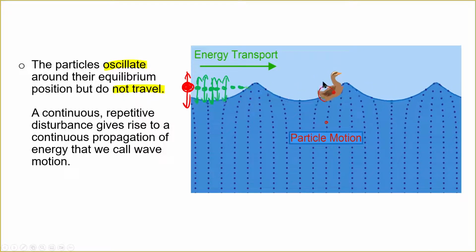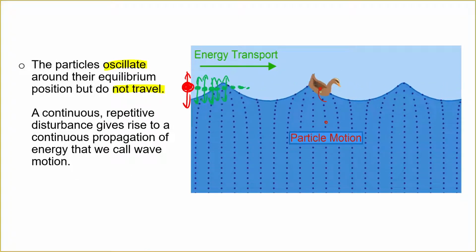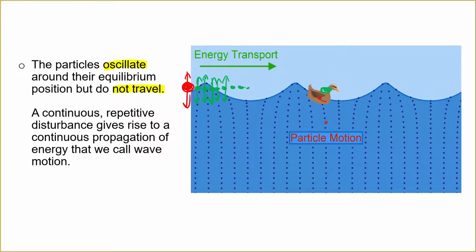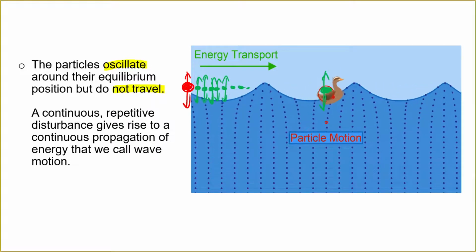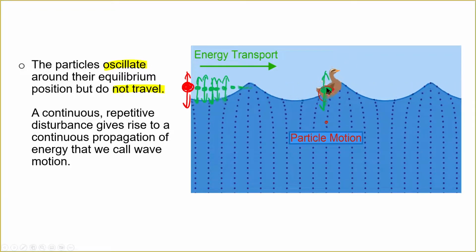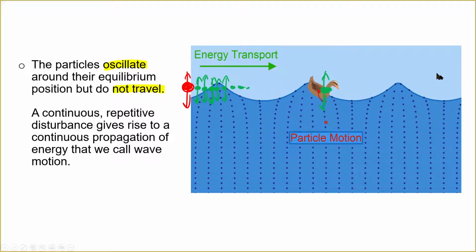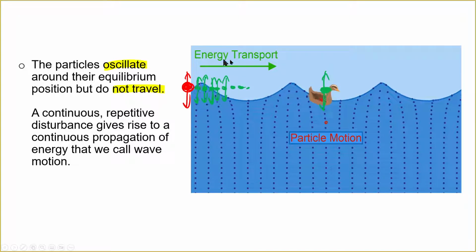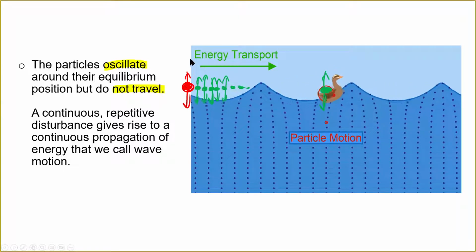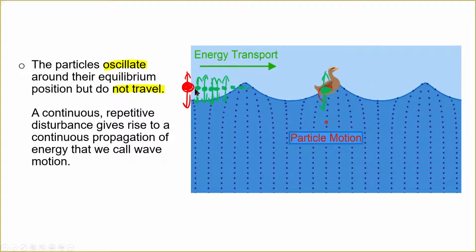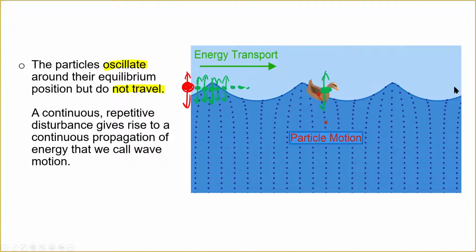Can you see that? So we can actually treat this dot as just one particle. It just goes up and down. That's it. The motion of the dot is always up and down, and it doesn't go along with the energy. So all the water particles are also the same. They also oscillate up and down. But the first particle here doesn't go to here.